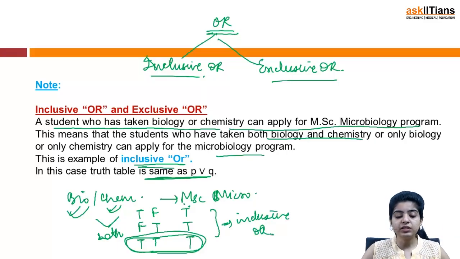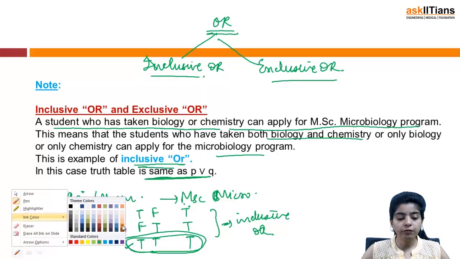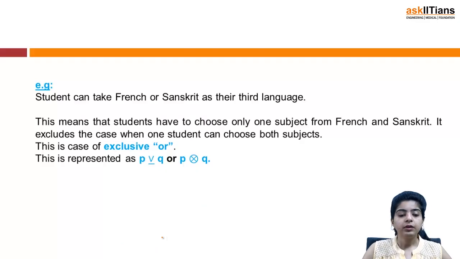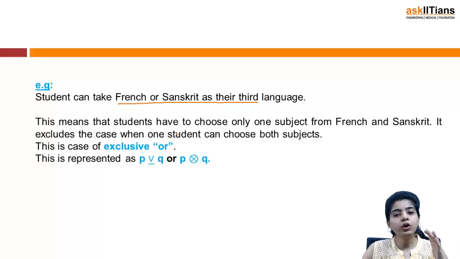There can be certain cases when you exclude this particular case. So when you exclude the case when both are true, that will be termed as exclusive OR. Let's discuss that also. A student can take French or Sanskrit as their third language. This means that students have to choose between French and Sanskrit. You can either opt for French or you can opt for Sanskrit as your third language. So it excludes the case when one student can choose both subjects.